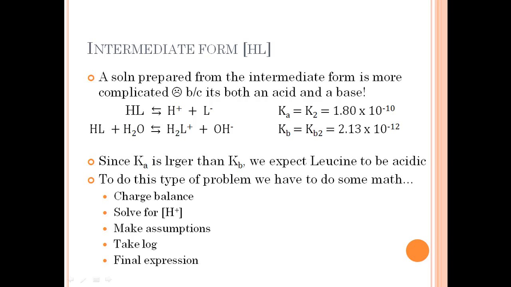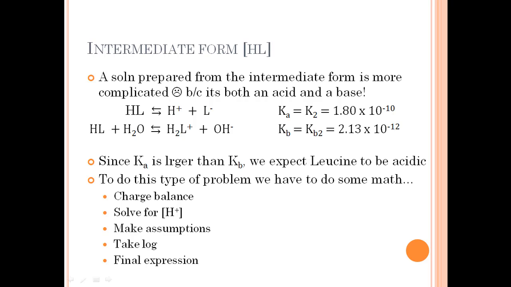Unfortunately, a solution prepared from an intermediate form is more complicated. Actually, it's a lot more complicated because it's both an acid and a base. A molecule that can donate and accept a proton, so it can do both things, is called amphiprotic. So leucine, which is the amino acid and which also is the intermediate form of this polyprotic acid, is considered amphiprotic. So let's take a look at the two different reactions that it can do.